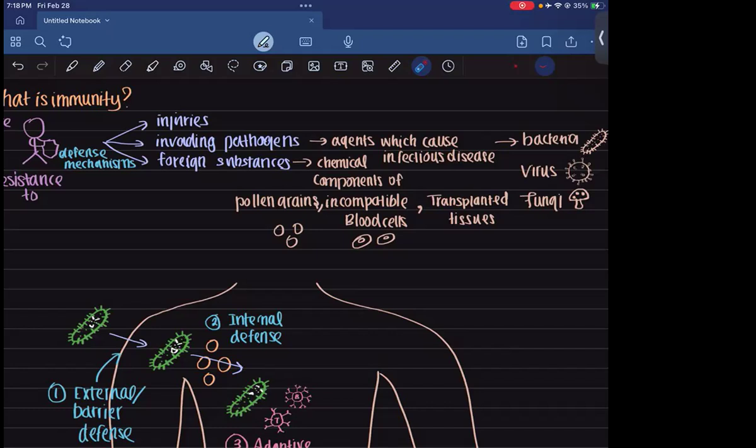Okay. So chemical components of what? Chemical components of pollen grains, incompatible blood cells. Okay, you might have learned this in the circulatory system, in blood grouping under the rhesus system and all.